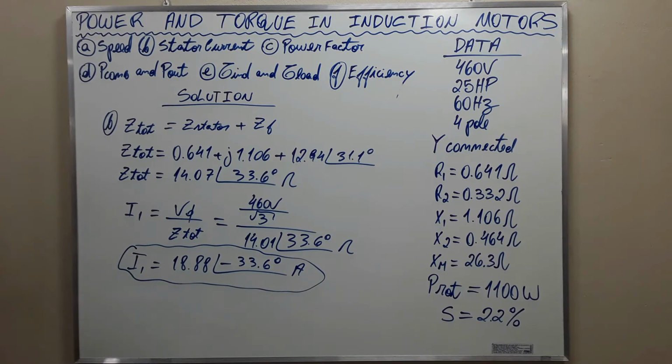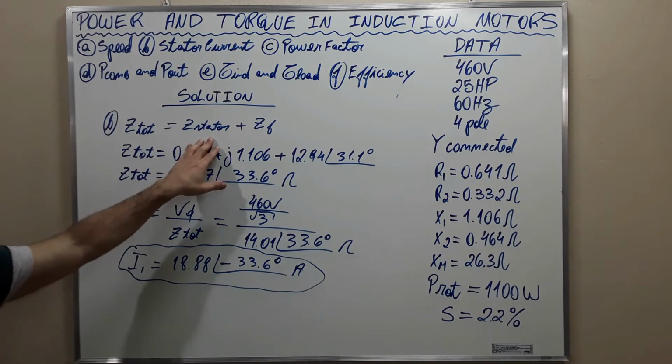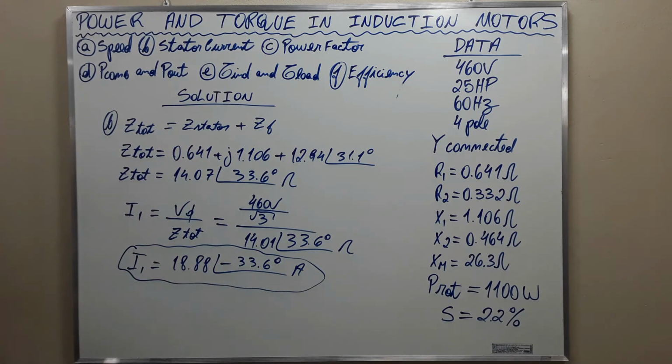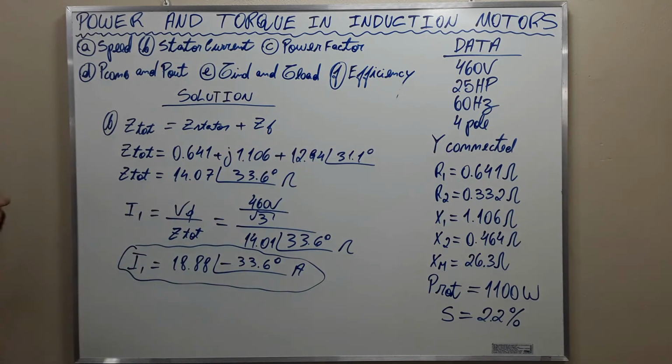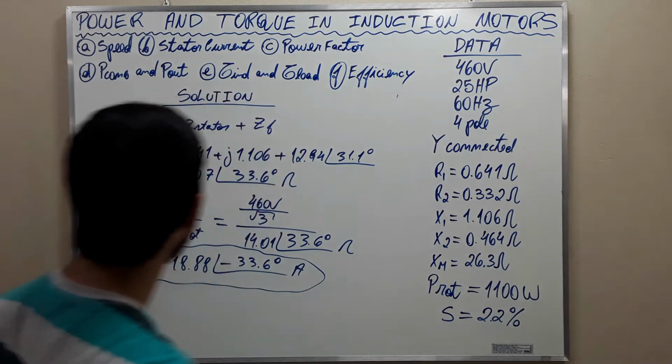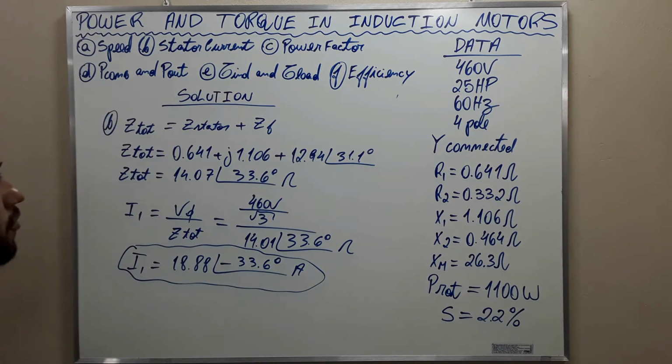These values of impedances will make sense when I show you the equivalent model of the transformer that is used for the motor. We use for the motor an equivalent model that is similar to a model of a transformer. I'm going to show you after calculating the efficiency for letter F. Now let's go to letter C and calculate the power factor.